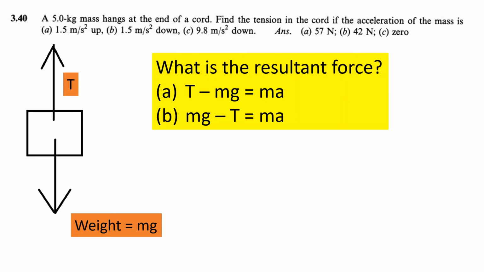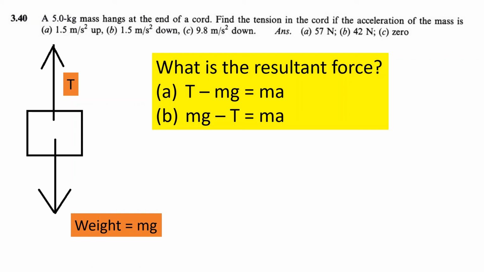If you just look at the diagram, one is tension, one is weight. The resultant force is tension minus the weight. And because you know that it is accelerating, T minus mg is equal to ma. That is the resultant force.